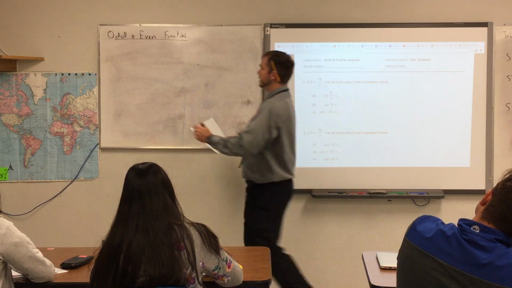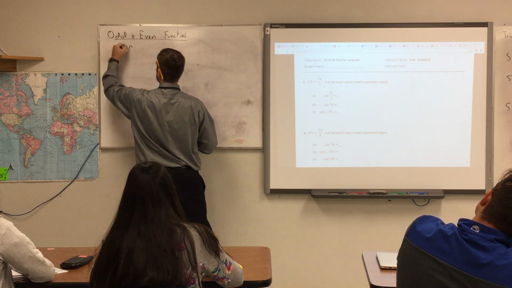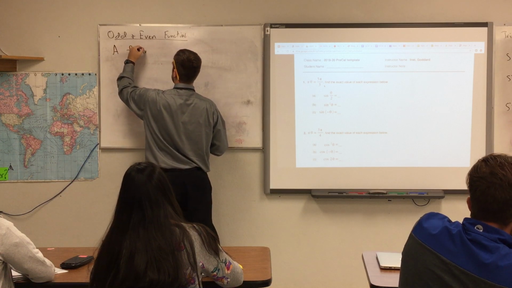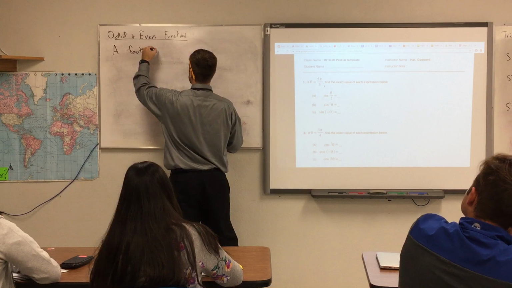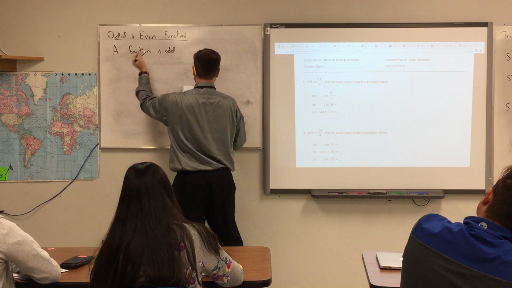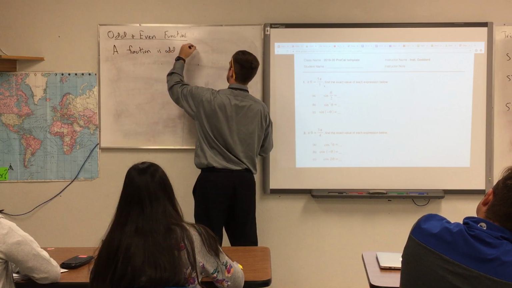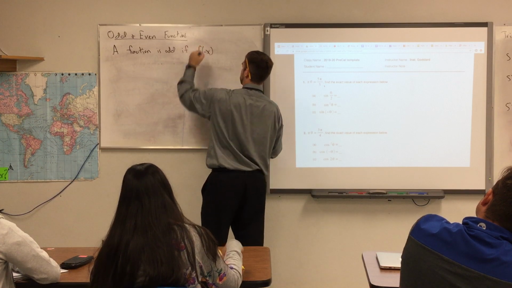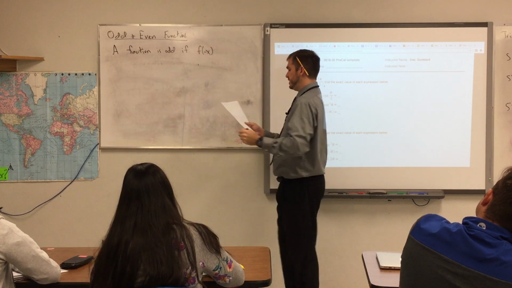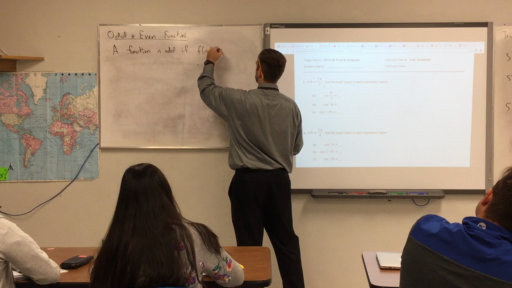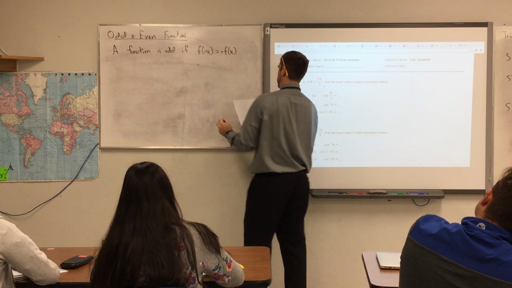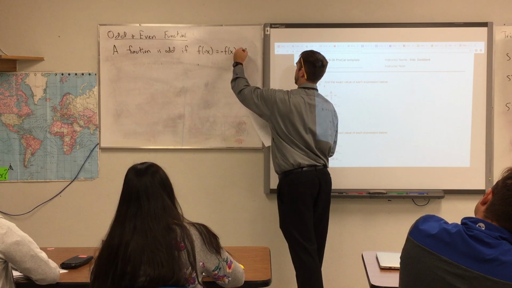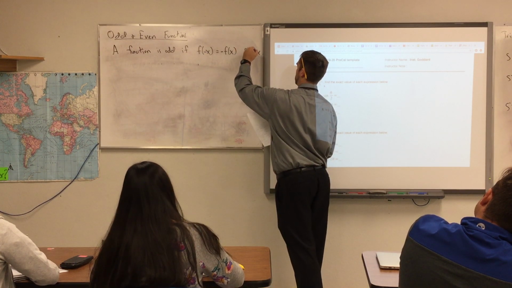Okay. So a function can be odd or even. You're like, that doesn't make any sense. Well, here's what mathematicians decided. A function is odd if f of negative x equals negative f of x for all x.